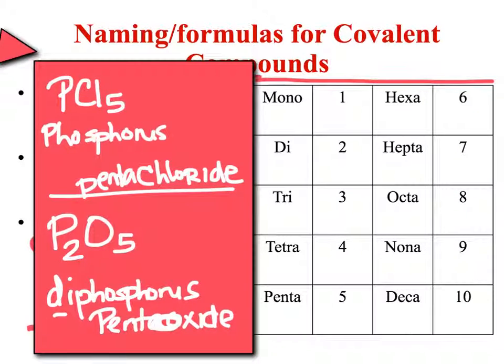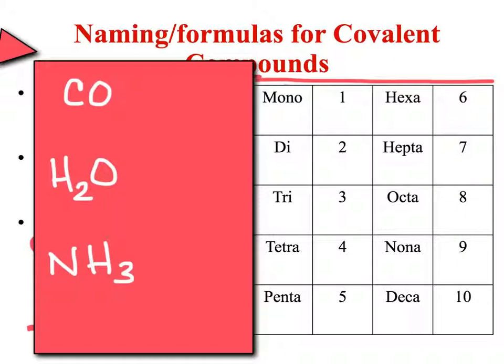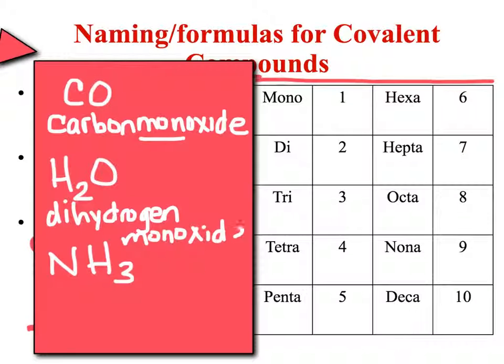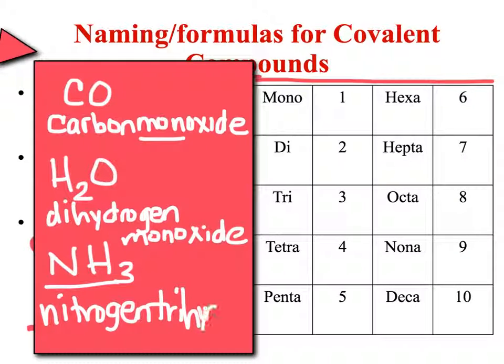Alright, let's try another one. Alright, here's a couple more. So this one is going to be carbon. There's only one oxygen, so it's going to be monoxide, carbon monoxide. This one obviously is water, but if we were going to name it using these rules, it would be dihydrogen monoxide. And this third one is ammonia, but again, it would be nitrogen trihydride. And yes, even though it's hydrogen, it still ends in "ide" for the purposes of covalent compounds.